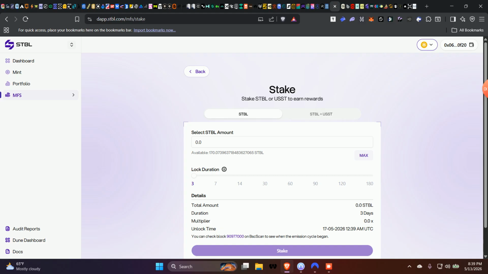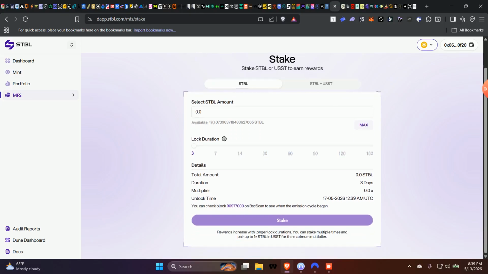But this is the STBL token of the platform. So you can come in here and you can simply acquire, you could buy STBL off the market, of course, you know, and you can stake it in here. And you get to determine how long you want in here. So I've got a little bit of my wallet there. So let's say I took this.